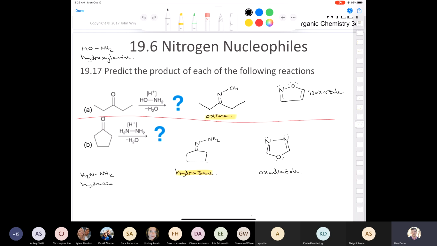Okay, but you do have to know everything that's inside this green box here. Okay, you have to know what hydroxylamine and hydrazine are, and you have to know what an oxime and a hydrazone are.